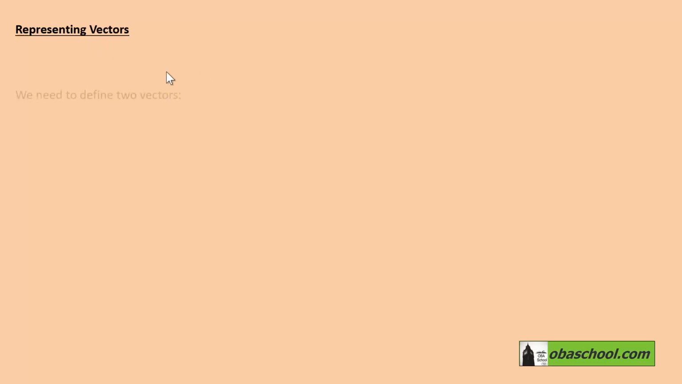Representing vectors. We need to define two vectors, and these are two special vectors, i and j, which are unit vectors in the direction of the x and y axes. So this is the vector i. It's of length 1 unit and is in the direction of the positive x-axis, if we look at the arrow. This is the unit vector j, again of length 1, that's why it's a unit vector. But this one is in the direction of the positive y-axis.